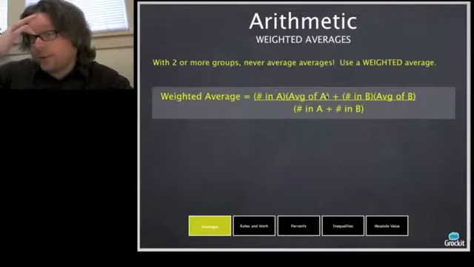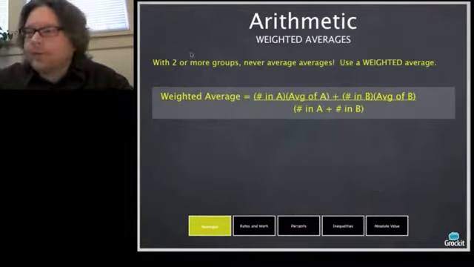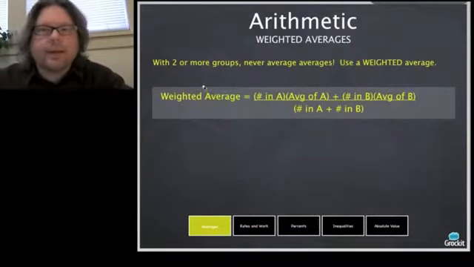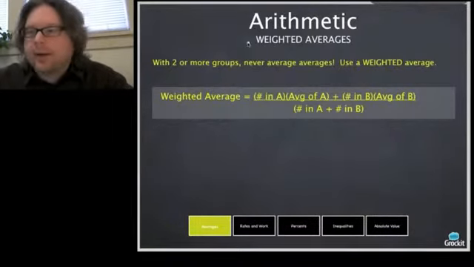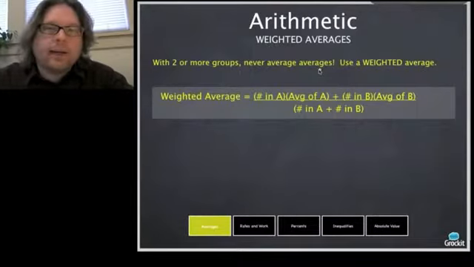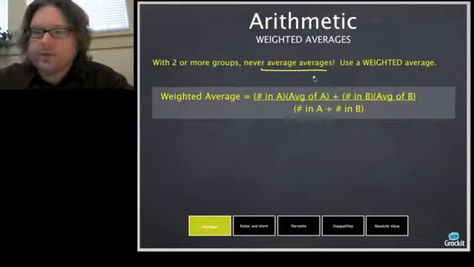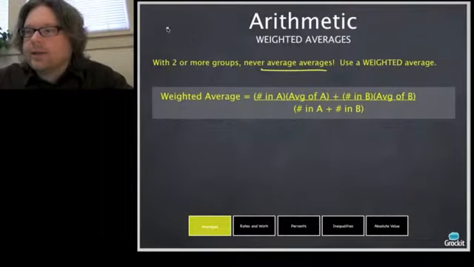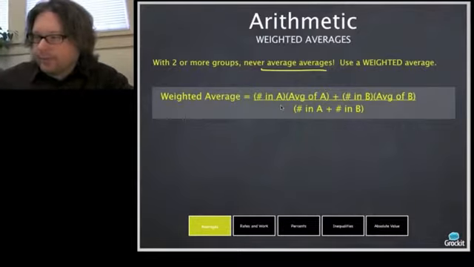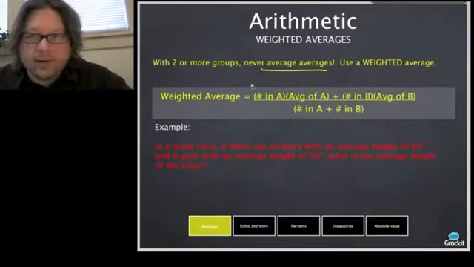So weighted averages are a little bit different. When you have 2 or more groups with different concentrations of them, you have to do a weighted average, not a straight up arithmetic mean. So you should never average averages. This is the weighted average formula. Let me bring up the example question so you see what's going on here.